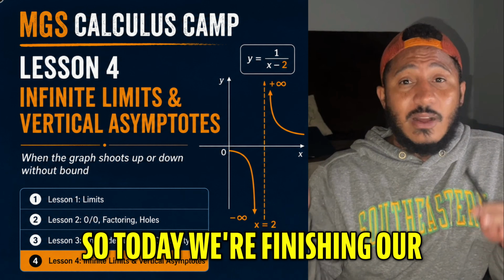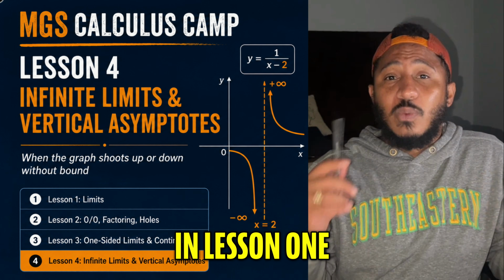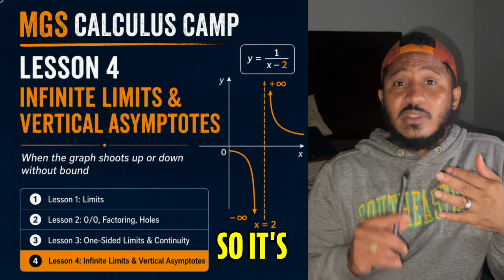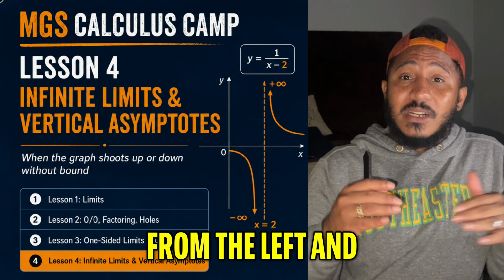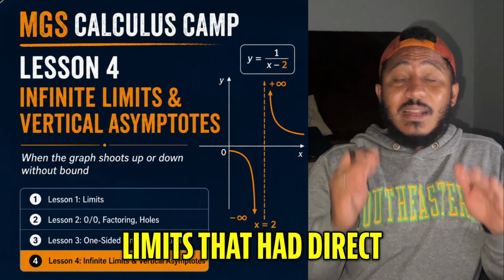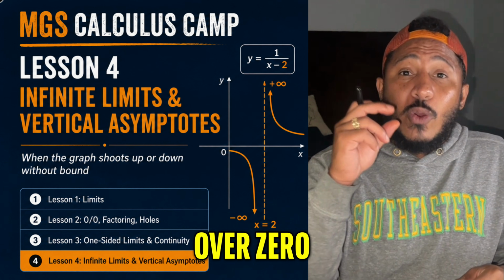All right, so today we're finishing our free MGS Calculus Camp. In lesson 1, we talked about what a limit really means, right? So it's what the function is approaching at that x value, what the y value is approaching from the left and from the right. In lesson 2, we looked at limits that had direct substitution, but we got 0 over 0. And so what do?